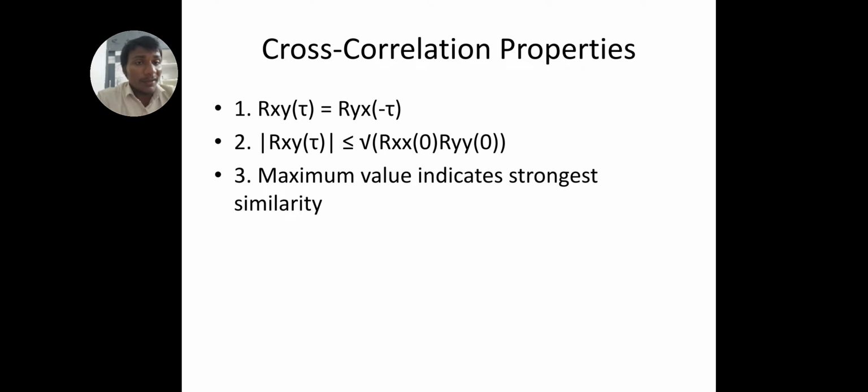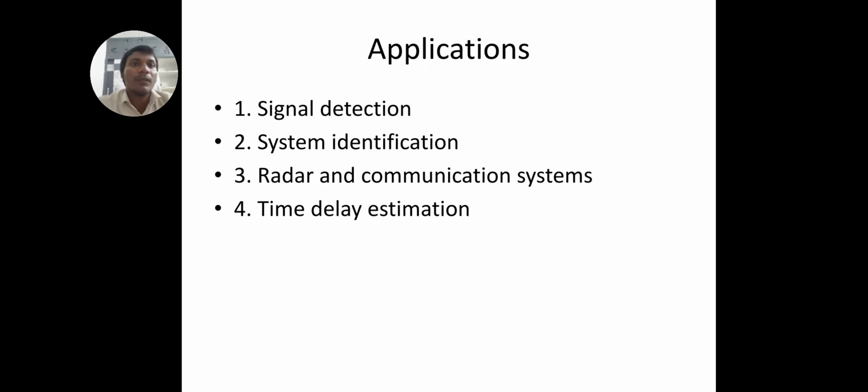Cross correlation property. Rxy of tau is equal to Ryx of minus tau, and the magnitude of Rxy of tau is less than or equal to the square root of Rxx of 0 and Ryy of 0. The maximum value indicates the strongest similarity.